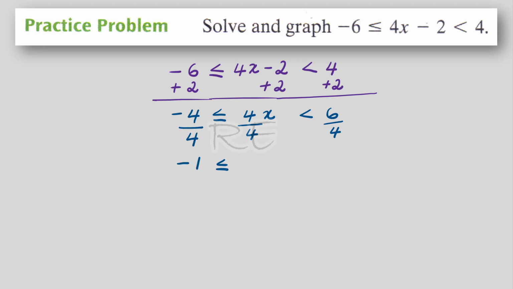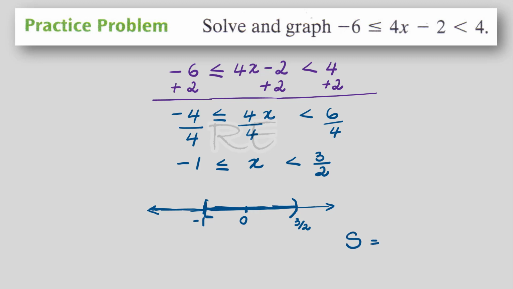We obtain negative 1 less than or equal to x, strictly less than 3 over 2 when we reduce 6 over 4. On the number line, at 3/2 we'll have a closed parenthesis and an open bracket at negative 1. 3 over 2 is not included. Negative 1 is included. So the solution set in interval notation: open bracket at negative 1, comma, and close parenthesis at 3/2.